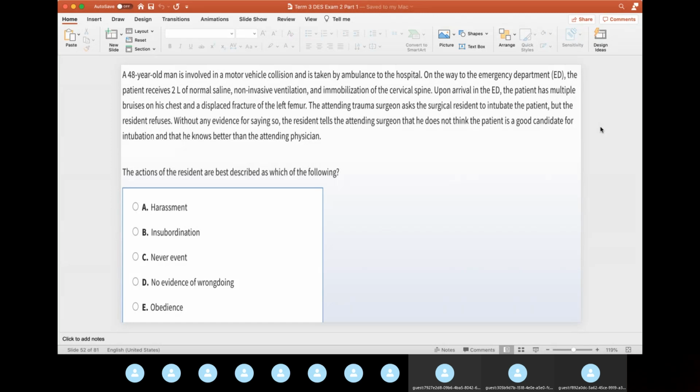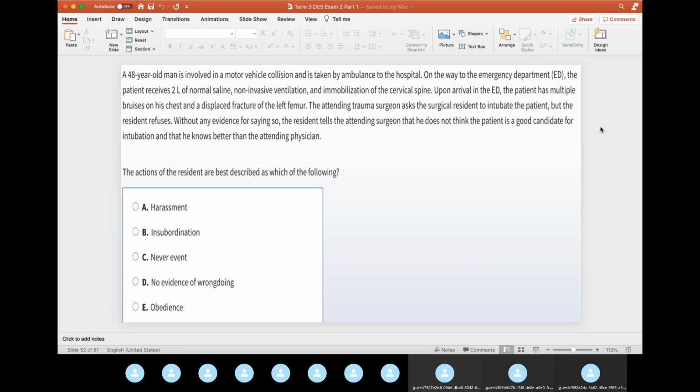Can you imagine a resident, you as the resident, telling the attending surgeon that you do not think the patient is a good candidate for intubation and that you know better than the attending surgeon? So the actions are best described as what?